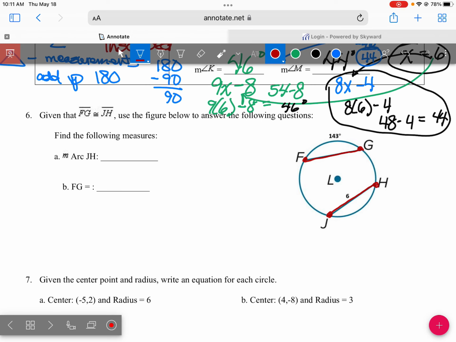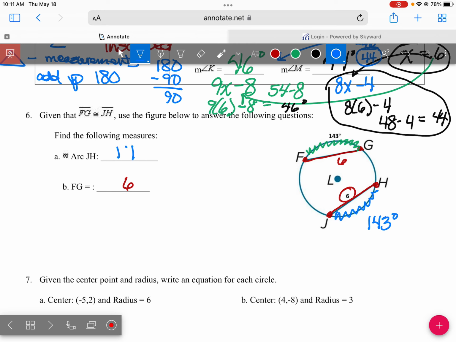6, yes. Because if they are congruent, they have the same measure. So if the measure of arc FG is 143 degrees, what is this measure? Yes. Because if those two line segments are the same, it's kind of like rolling your eyes back in your head. Your eyeball moves, but your cornea is still there. It's still the same arc measure.